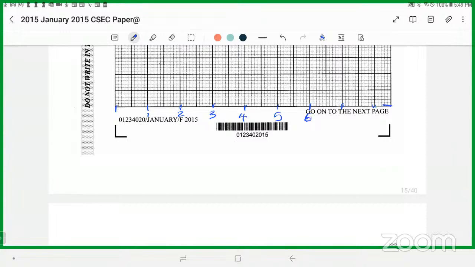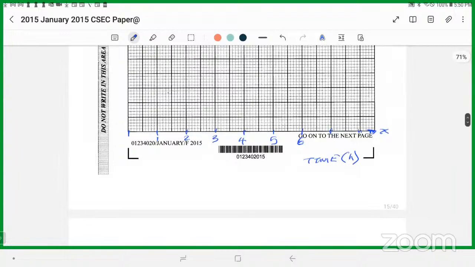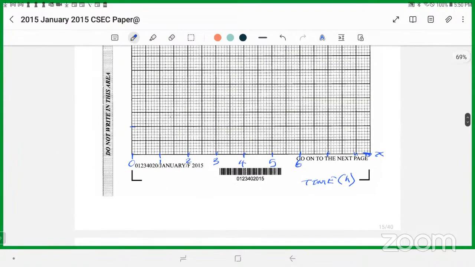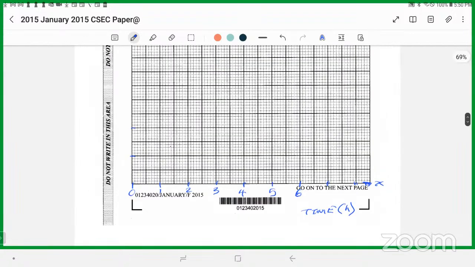This is the time. This is the x-axis. And the x-axis is the time, the time that is spent in hours. And on the y-axis is the amount that you spend. Every 2 centimeters is $50. So that's $50, $100, 50, 100. Look at the table.